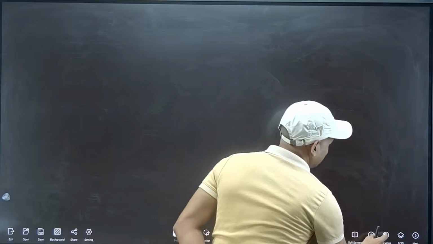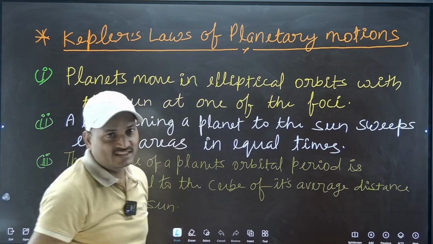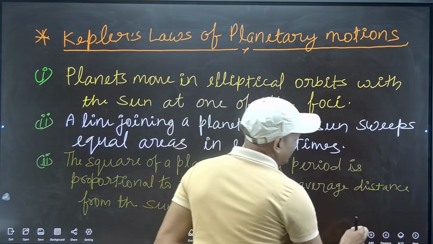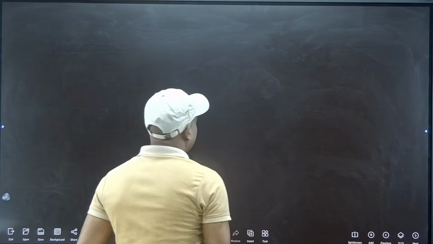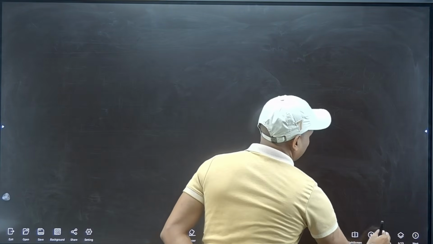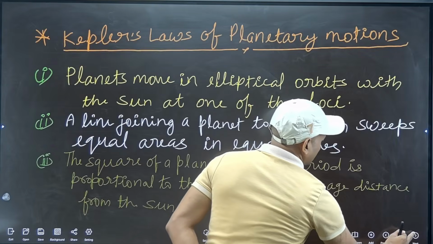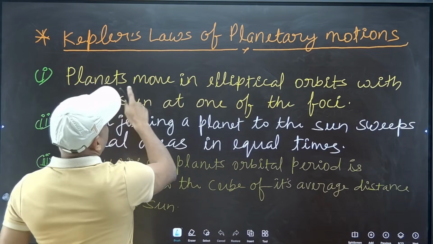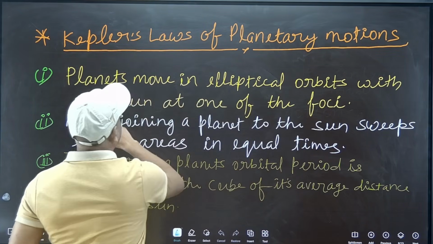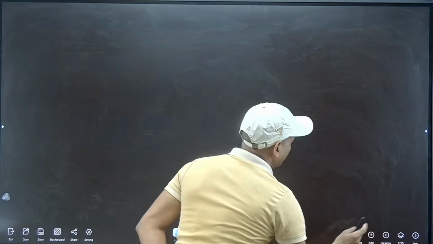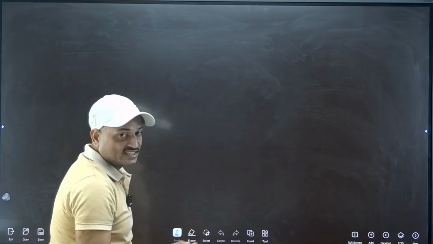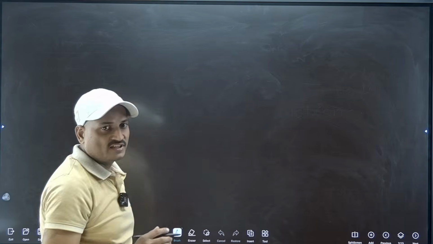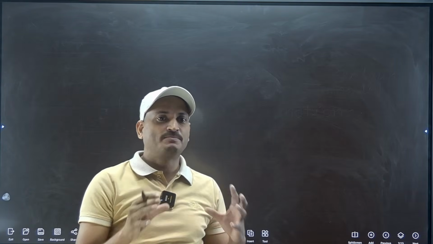Let us understand this, because we know that geography is very pictorial. Without making pictures or diagrams, it could be difficult to understand, so we are going to make them. The first law says the planets move in elliptical orbits with the Sun at one of the foci. What does it mean? Try to understand it, it is very important. First of all, we should understand what an elliptical orbit is.